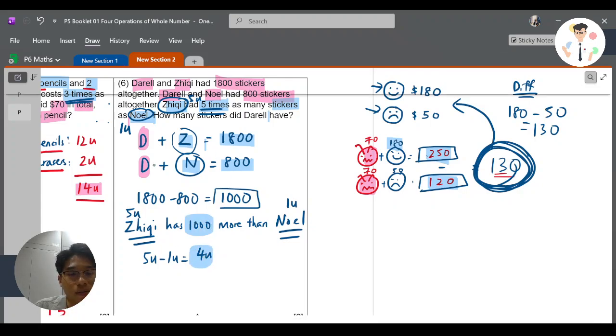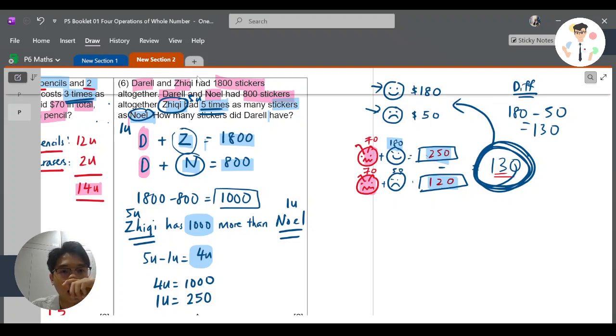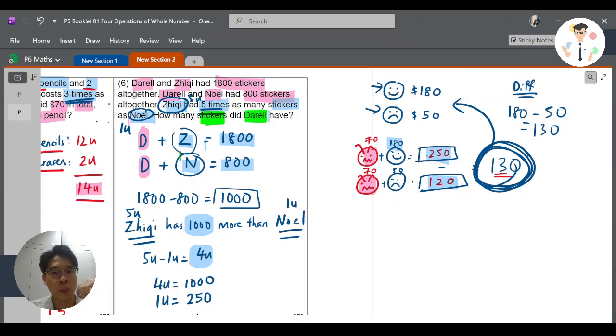Does it make sense? Because 5 units has 1,000 more than 1 unit ma. So the difference is 4 units ma. So it means that 4 units is equal to 1,000. In that case, can you tell me 1 unit is equal to what? 1,000 divided by 4, 250. Are we done? No, not yet. The question asks how many stickers did Daryl have? Now I want to look for this pink color now.